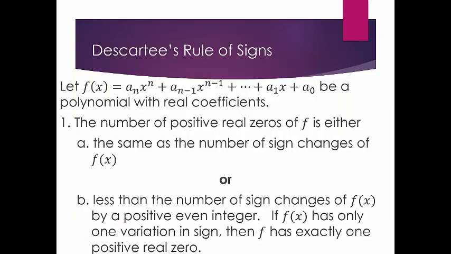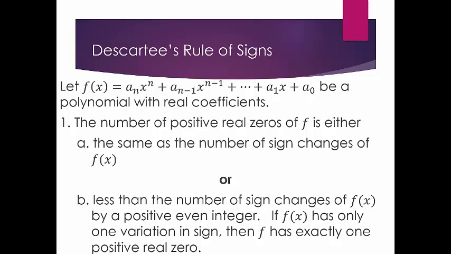In this video, we will discuss the rules of signs in polynomials. So let's let f of x equal a sub n times x to the n plus a sub n minus 1 times x to the n minus 1, all the way up to a sub 1 times x plus a sub 0, be a polynomial with real coefficients. So there are two items when it comes to the rule of signs.